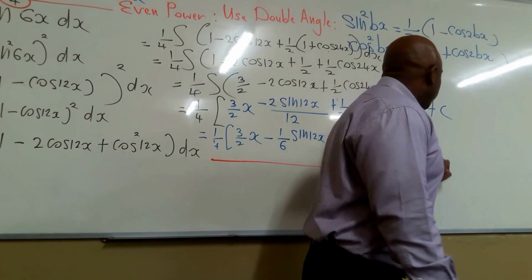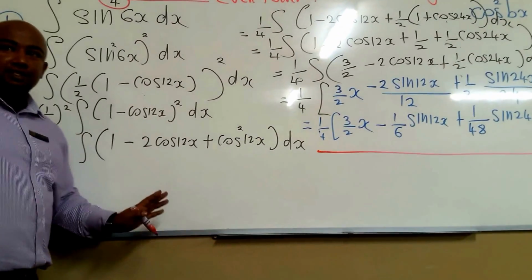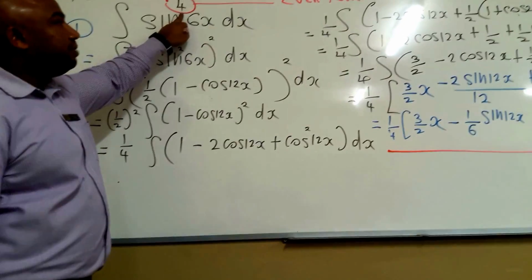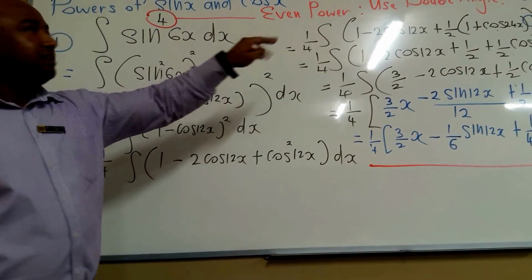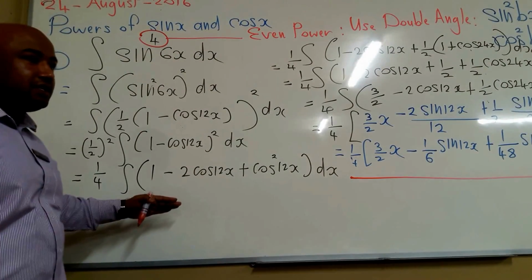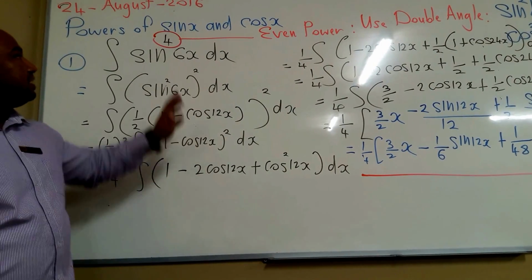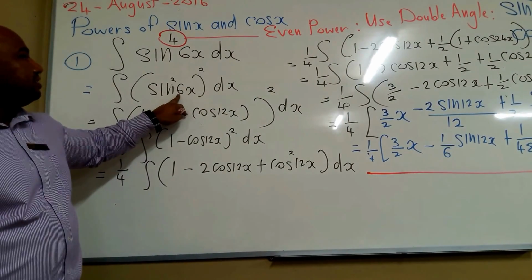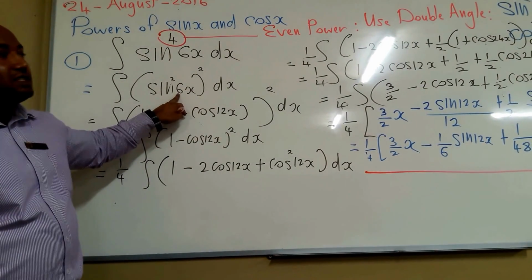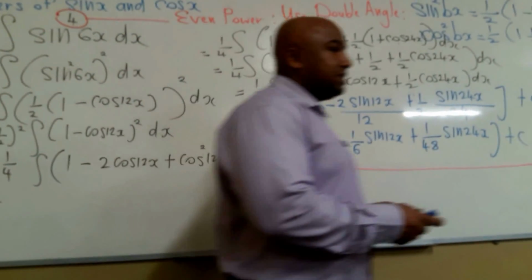Alright, so here, this is a recipe. It doesn't change. If you got an even power, you use your double angle. If it's a power 4, use your exponent law, square it. It'll always be the same. The only thing that can change is the values, the coefficient of x, or you can be given a question where it's not sine.